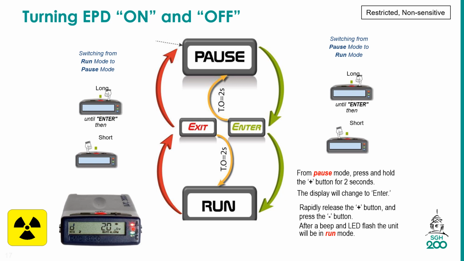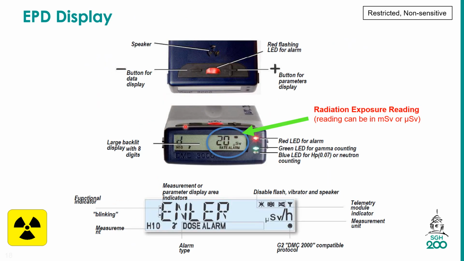When you see the word enter, you quickly remove the finger that is pressed on the plus, and quickly press the negative button. Automatically it comes to run, and then you can start using the survey meter. Switching off is the same way, vice versa. Here is a close-up view of how the screen would look, as it currently shows 20 microsieverts of radiation.